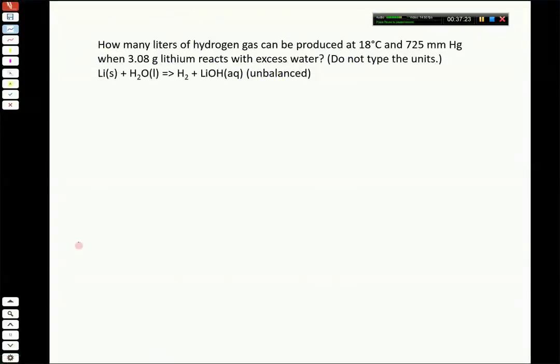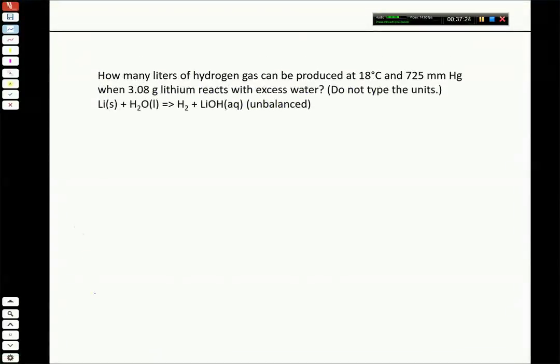Alright, the last problem we're going to deal with is gas stoichiometry. So we have this equation here, lithium plus H2O going to H2 and LiOH. We do need to balance it, so let's make sure we write it out in balanced form.